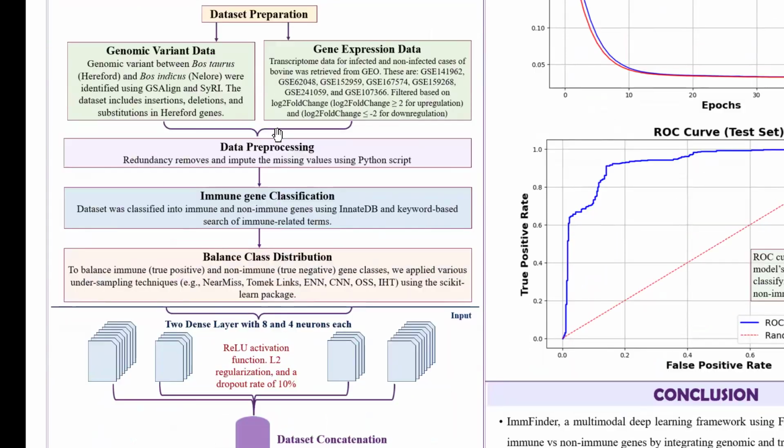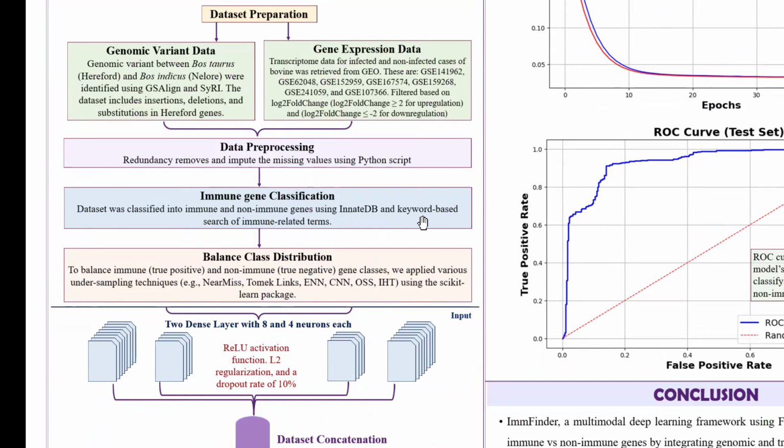Then we did data pre-processing, in which we removed redundancy and imputed missing values using Python. Then we classified the genes in each data set. Here we used the InnateDB database to retrieve the innate immune genes, and we used a Python script to extract other immune genes based on a keyword search, with keywords like T cell, B cell, lymphocyte, and cytokine.